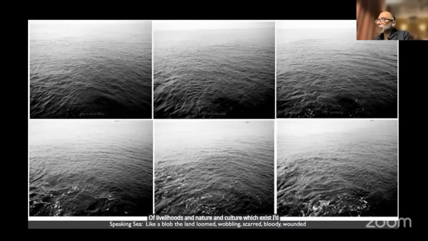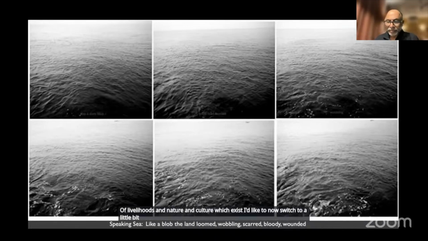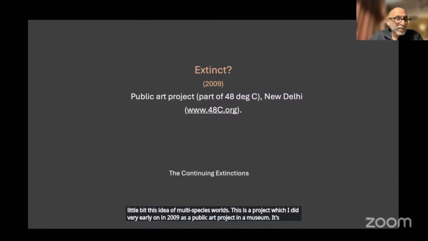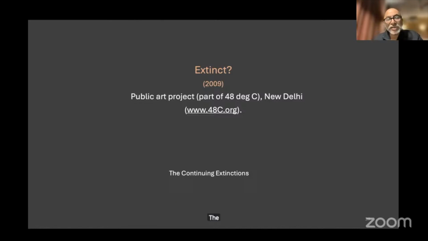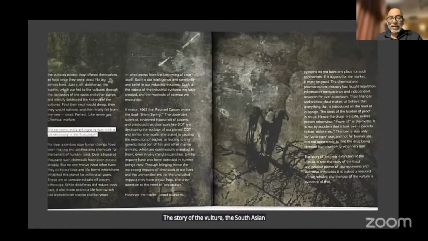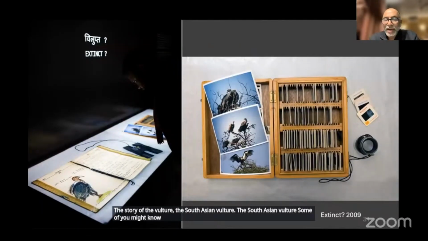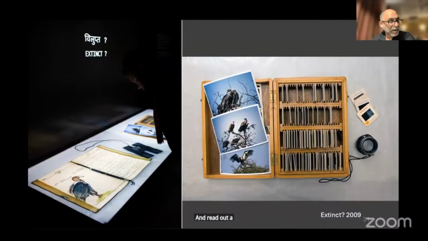I'd like to now switch a little bit to this idea of multi-species worlds. This is a project which I did very early on in 2009 as a public art project in a museum. It's called Extinct. It talks about the story of the vulture, the South Asian vulture. The South Asian vulture, some of you might know, is almost 99.5% extinct in the last 25 years. And I'll read out a small text from my book on this.